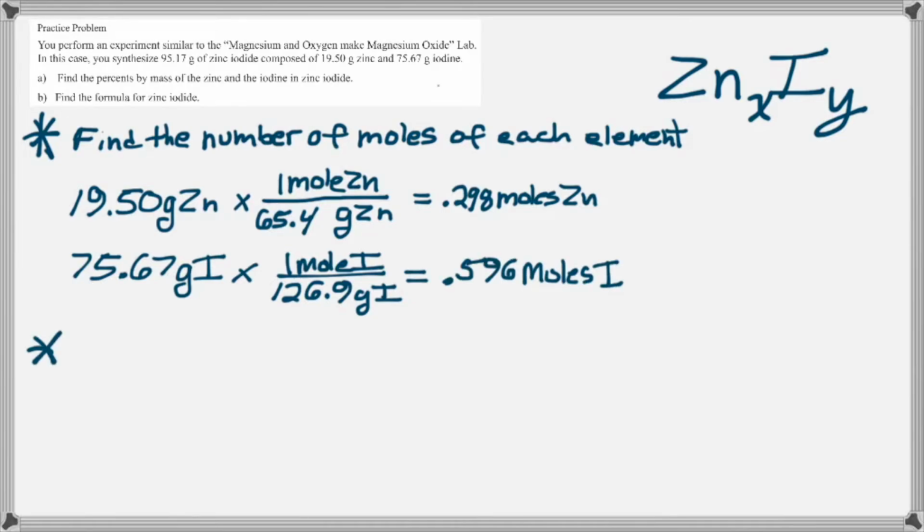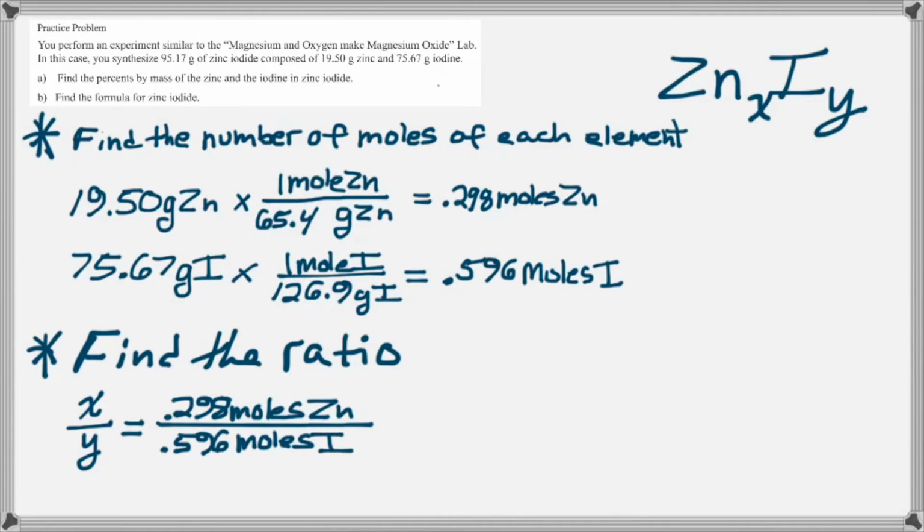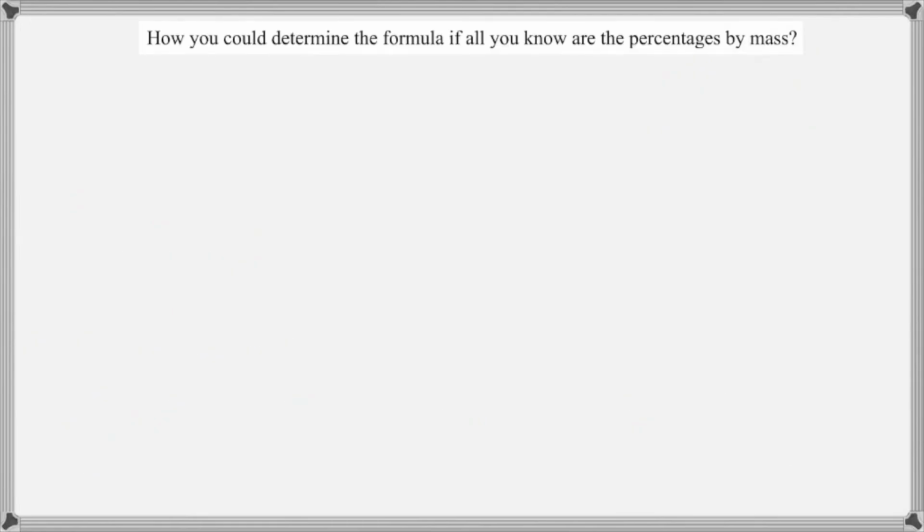Next, we find the ratio between our two mole values. We compare the values by division, and it comes out perfectly to 0.5, or 1 over 2, which gives us the formula for zinc iodide as ZnI2.